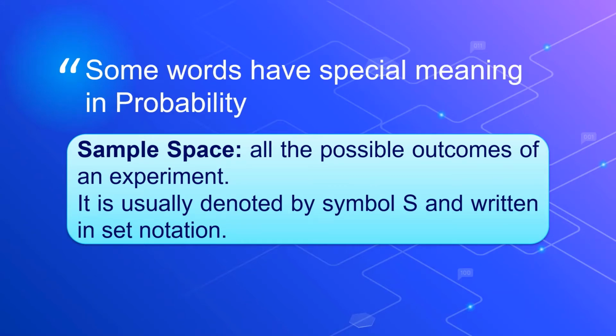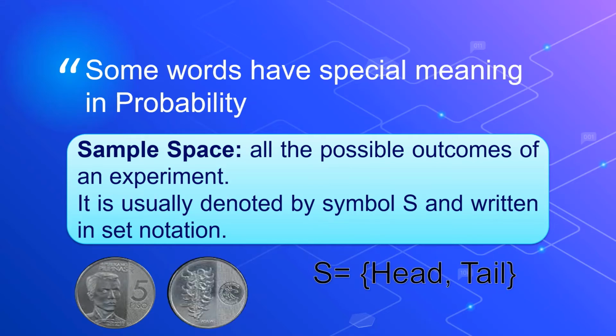Next term, we have sample space. Sample space are all the possible outcomes of an experiment. It is usually denoted by symbol S and written in set notation. For example, in flipping a coin, the sample space we have a head and a tail. Or it can be written as an element of H and T.